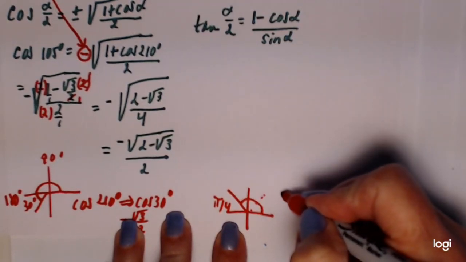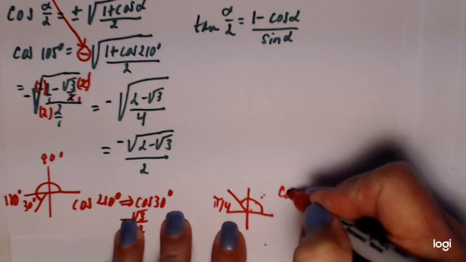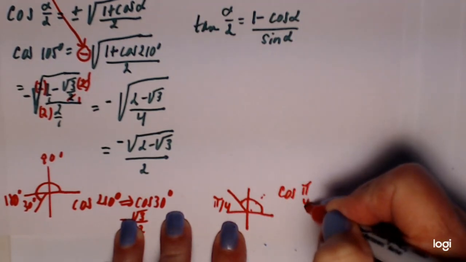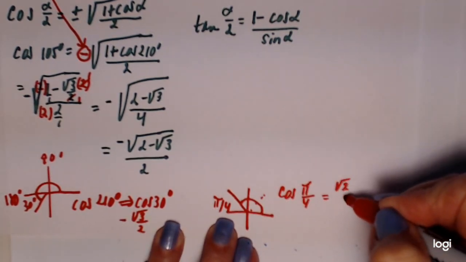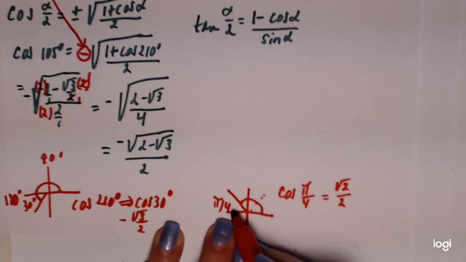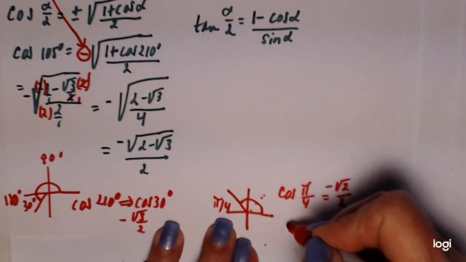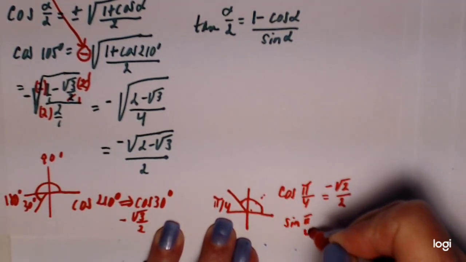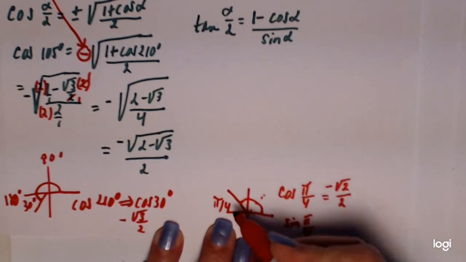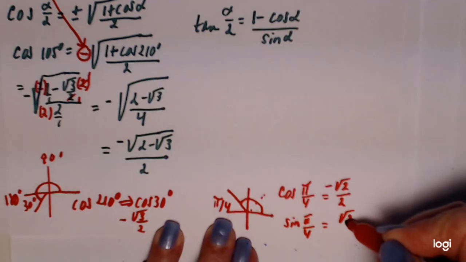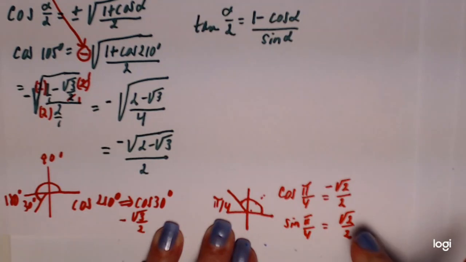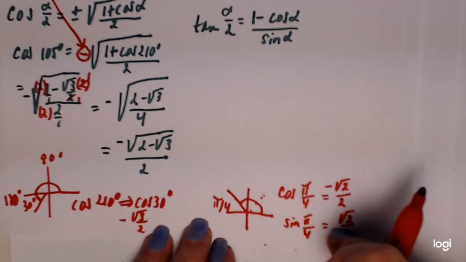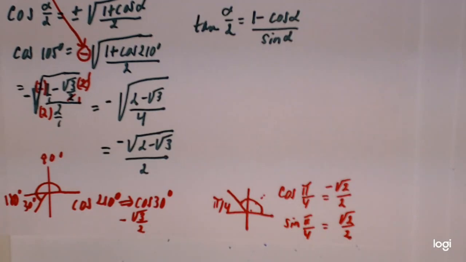Which one should we do first? Let's do cosine first. So the cosine of pi over 4, since that's what we're going to use, our reference angle, this is square root 2 over 2. And now in Q2 here, cosine is negative. So this is going to be negative. Now we also need the sine of pi over 4. Sine of pi over 4 is the same ratio. It's square root 2 over 2. But now in Q2, sine is positive, so we're going to use the positive version of that. So we have the information we need to come back up here.